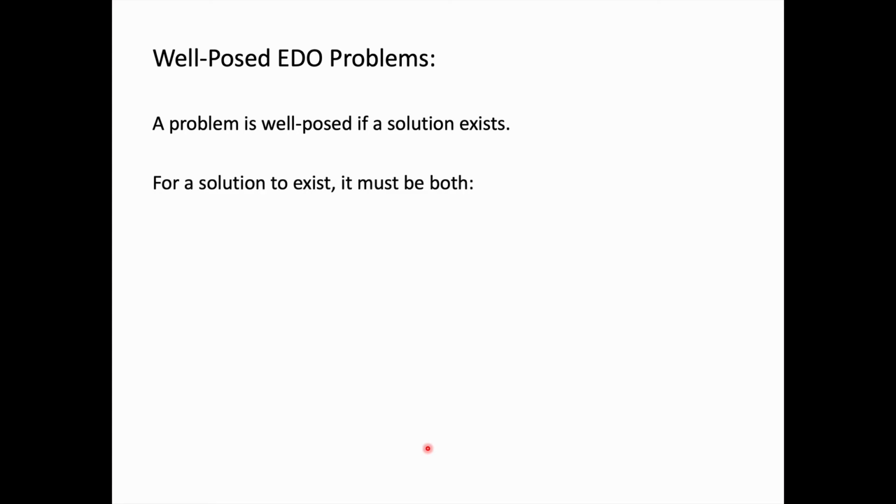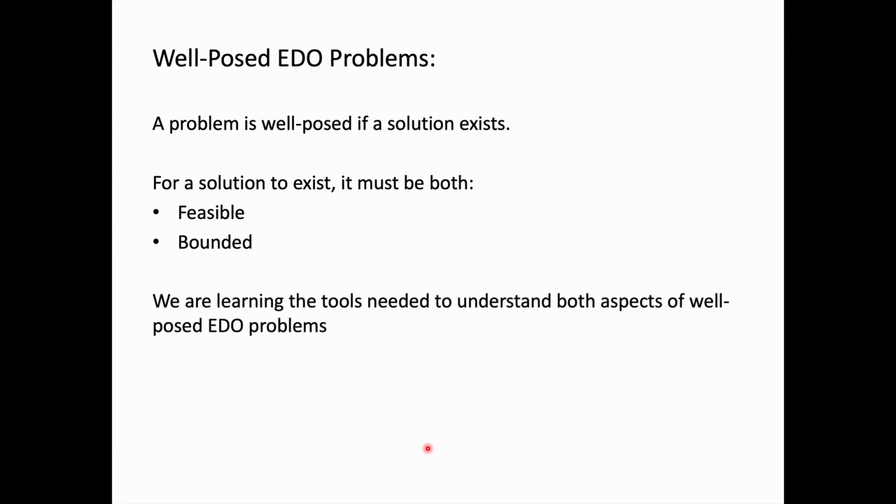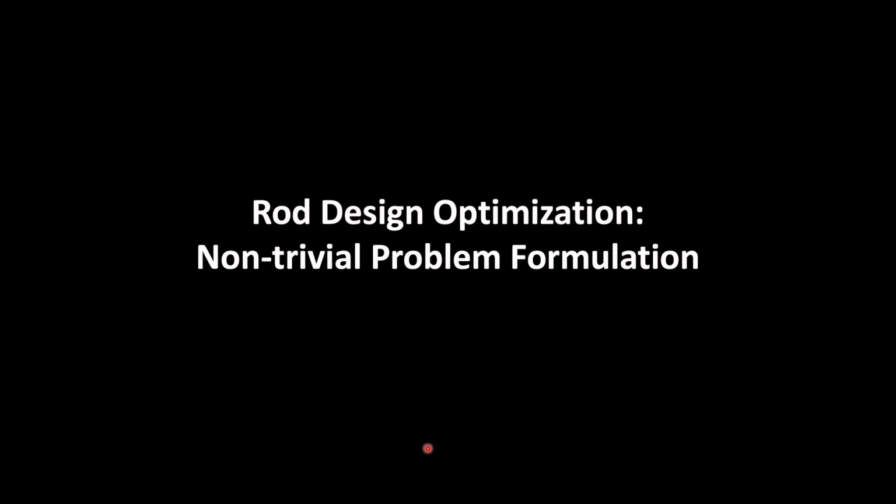As a recap, well-posed engineering design optimization problems have a solution. For a solution to exist, the problem must both be feasible and bounded. And throughout this class, we are learning the tools needed to understand both aspects of well-posed engineering design optimization problems. Now let's go through an example.